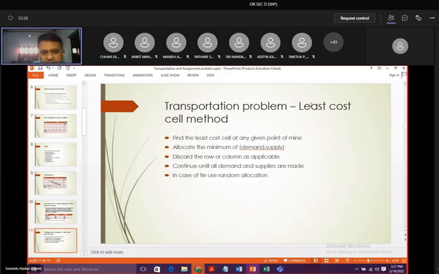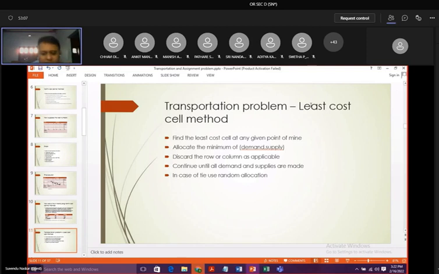Now what we will do is the least cost cell method, which, as one of your friends has mentioned, may not be optimal. I always like to use a cell which has the least cost. So find the least cost cell at any given point of time. This is the intuitive algorithm, a little more towards a heuristic algorithm. Find the least cost cell at any given point of time. Allocate the minimum of demand or supply in the least cost cell. Discard the row or column as applicable. Continue until all the demands and supplies are met. In case of a tie, use random allocation.